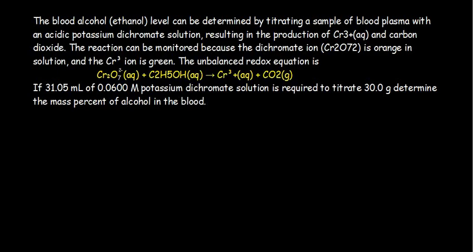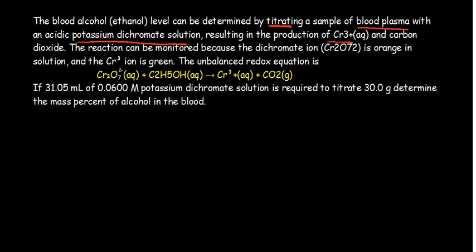Okay, so we have a question from stoichiometry that is dealing with titration, and of course the question says the blood alcohol ethanol level can be determined by titrating a sample of blood plasma with an acidic potassium dichromate solution, resulting in the production of chromium 3 ions and carbon dioxide, as we can see in the equation.